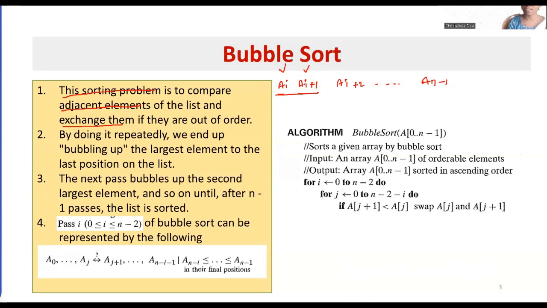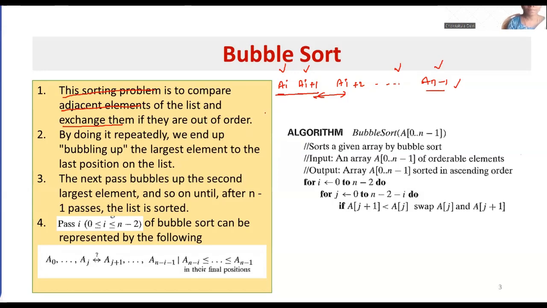After that, your j gets incremented, and it is going to compare the next two adjacent elements. Again it will check the condition. If again the condition is met, it is going to swap these two adjacent elements, and so on. By doing this repeatedly, we end up bubbling up the largest element to its last position. After completion of the first pass, the first largest element will be placed in the last position. For the second pass, the second largest element will be placed in the second last position, and so on.